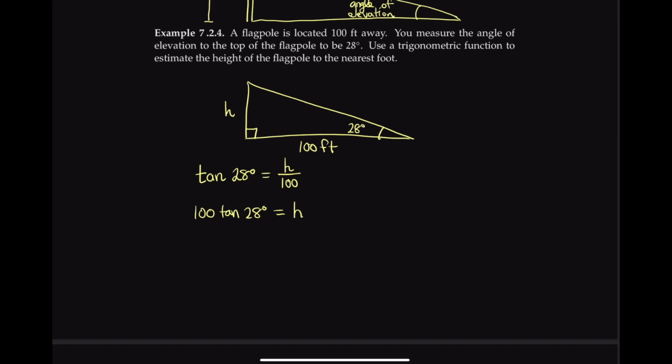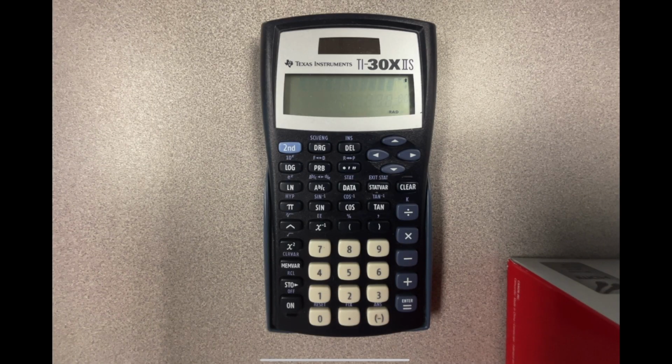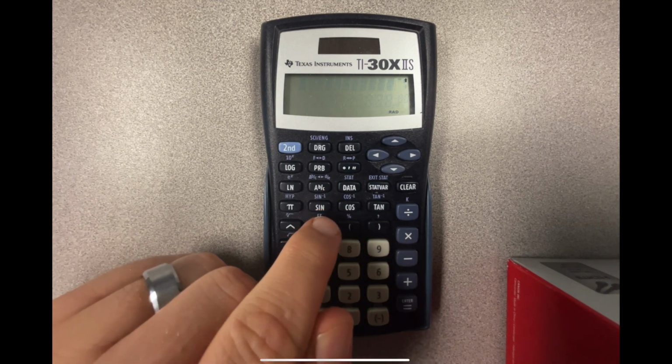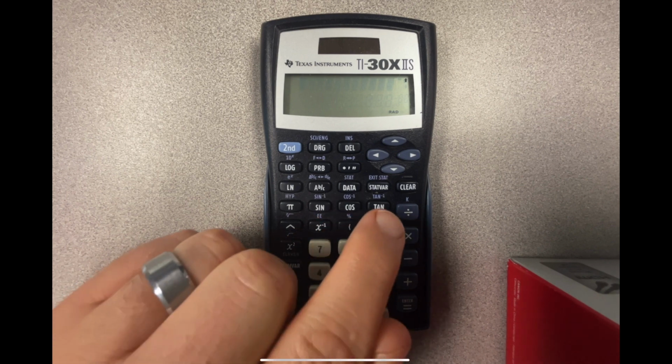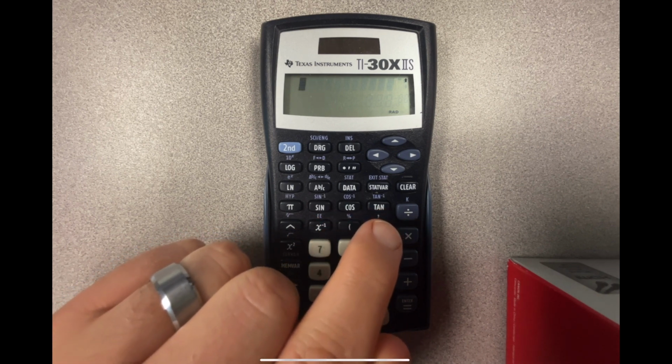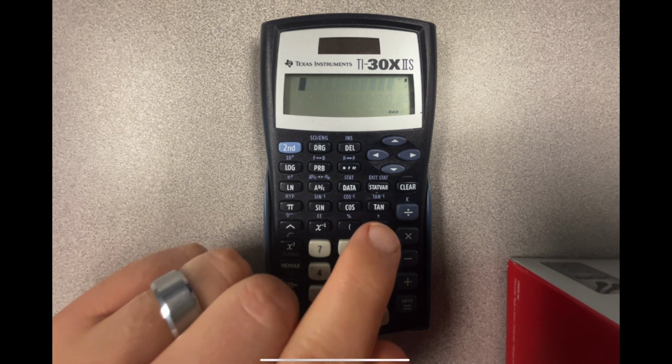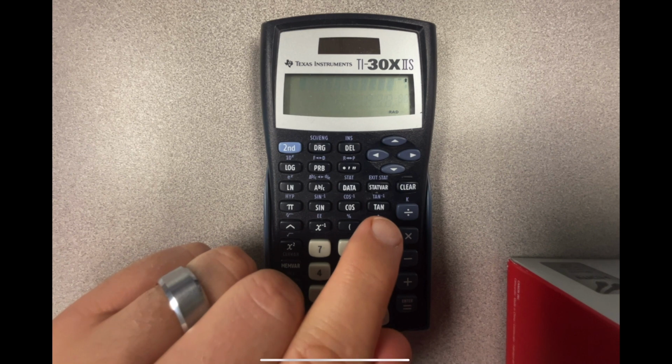So what I'm going to do is go put this in the calculator, and we need to talk a little bit about using the calculator for computing the values of trig functions. Our goal is to compute 100 times the tangent of 28 degrees. If you have the correct type of calculator, you have sine, cosine, and tangent. It has these trig functions. But your calculator also needs to know whether you're working with degrees or radians.